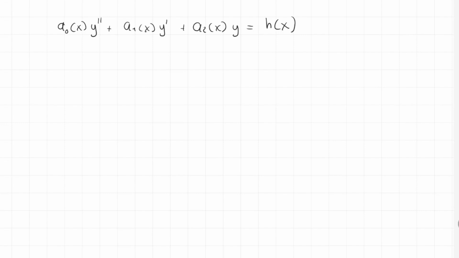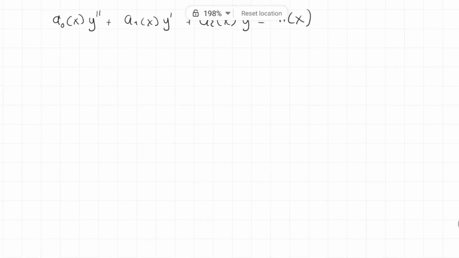Okay, so we wonder how would we be able to solve this kind of equations? Well, that is what we want to do in this video. We are going to deduce a method that will help us to solve any kind of differential equation of this form. So what we want to do first is to divide this whole equation by a sub 0 of x.